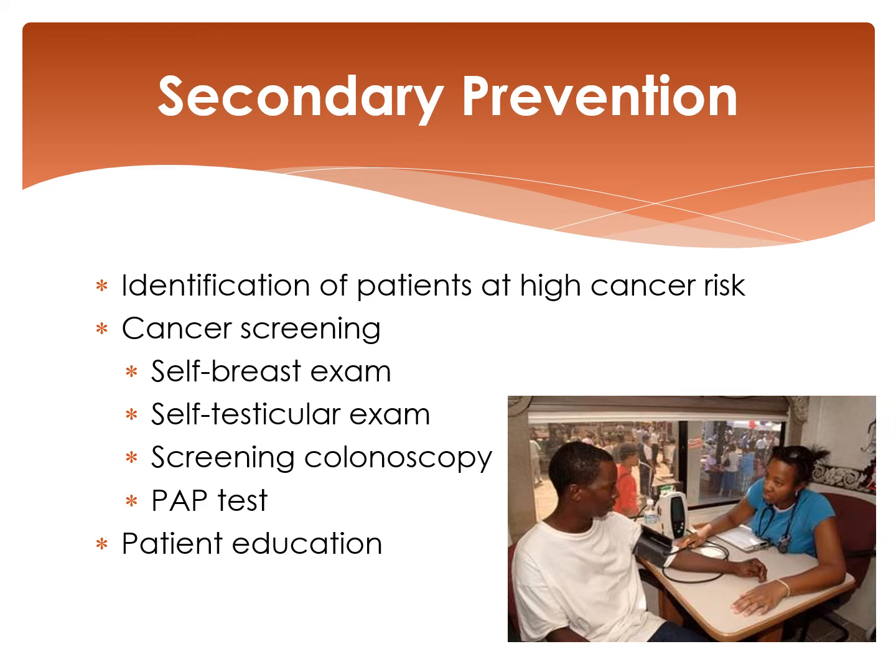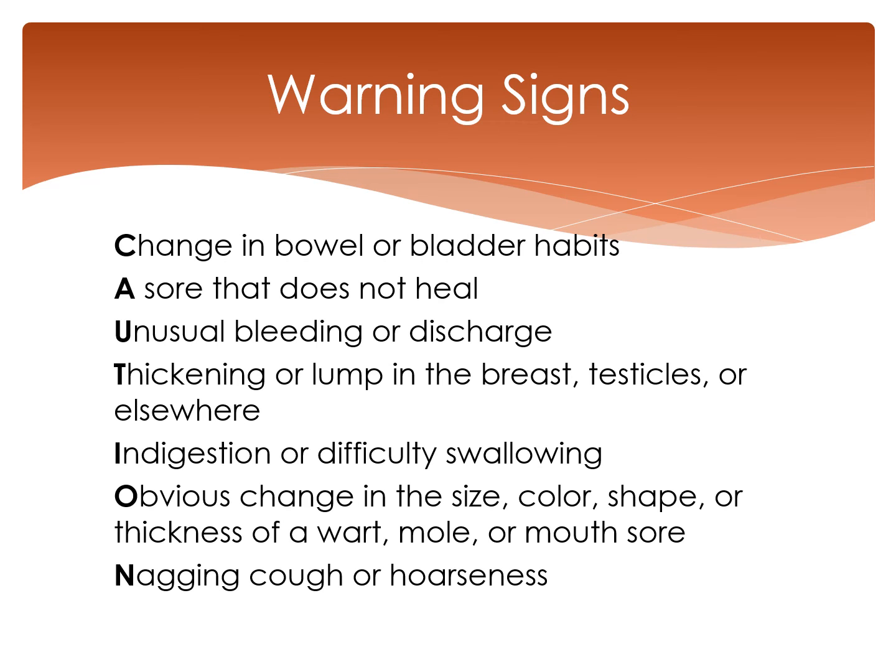Secondary prevention includes identification of patients at high cancer risk and screening these patients by self-breast exam, self-testicular exam, screening, and a colonoscopy, a Pap test. If one of your patients is exhibiting any of the warning signs that are listed here, it is important that they see a provider to follow up on this. So make sure that you know this list of warning signs.